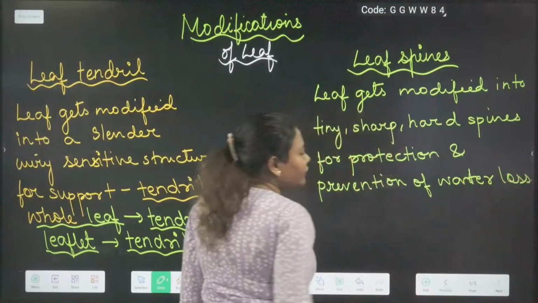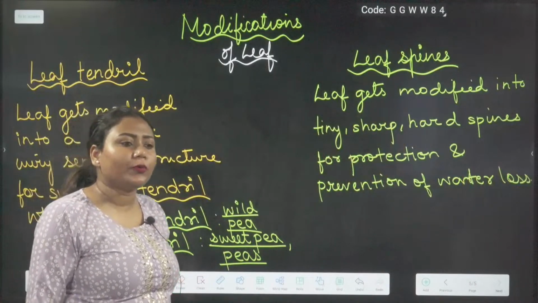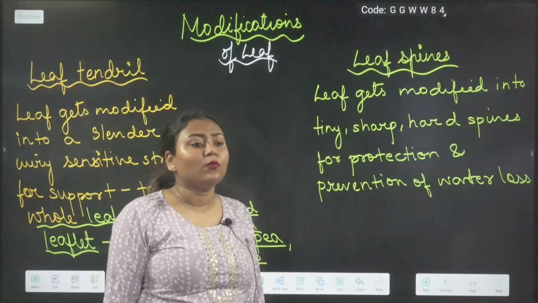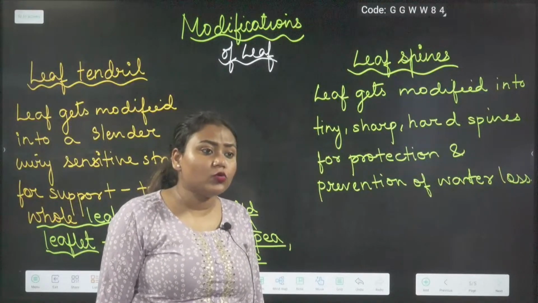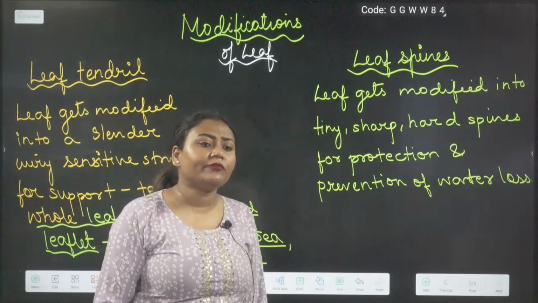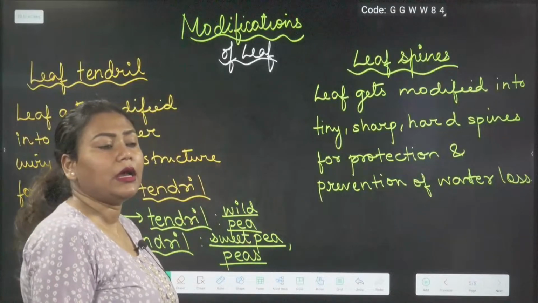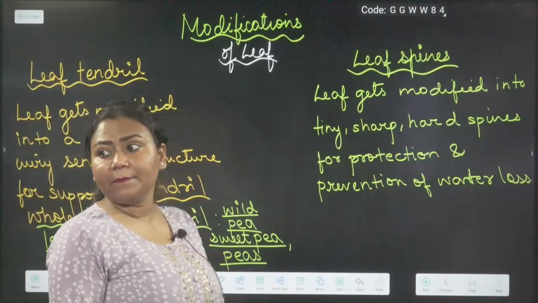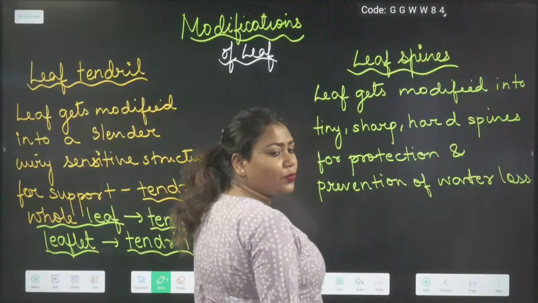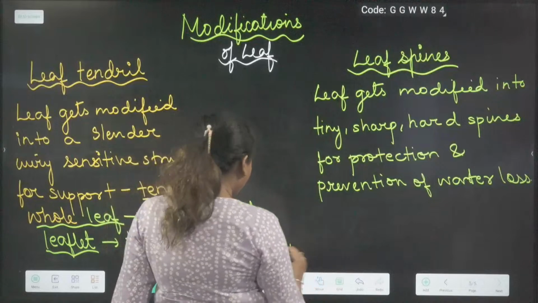Last class, in phylloclade, I gave you two examples, Opuntia and Euphorbia. What did I tell you? That over there the leaves are getting modified into spines. Then who is doing the photosynthesis? The stem has chlorophyll and it is doing photosynthesis. I said that the stem becomes fleshy. The leaf gets modified into tiny, sharp, hard spines for protection and to reduce water loss.